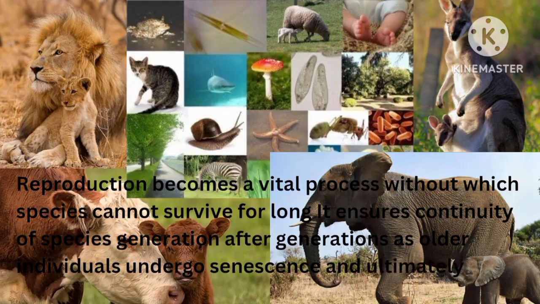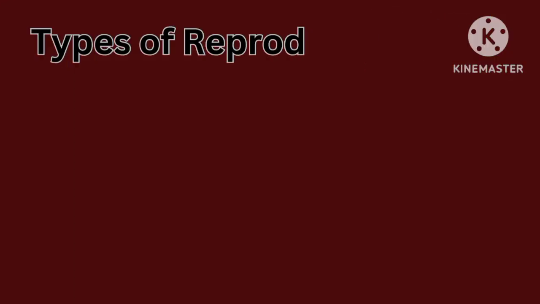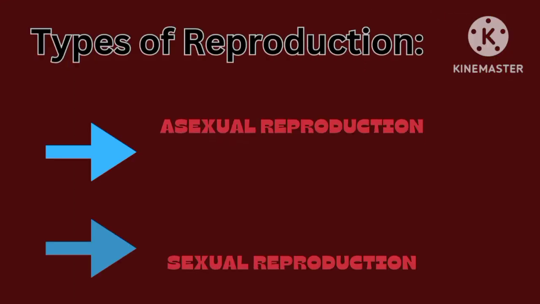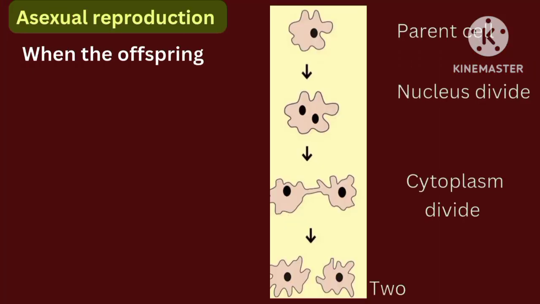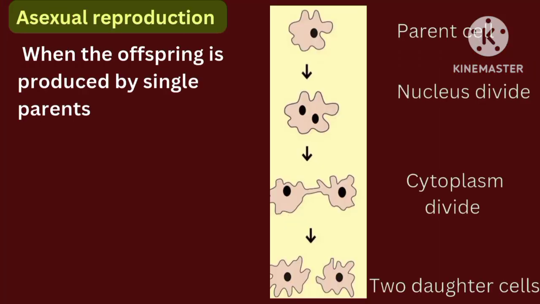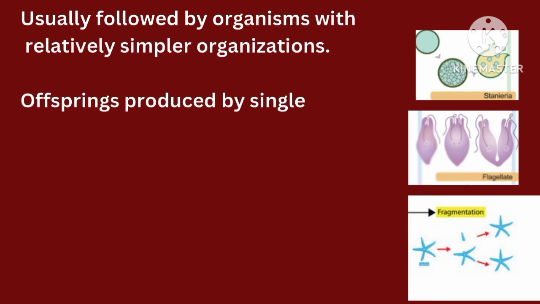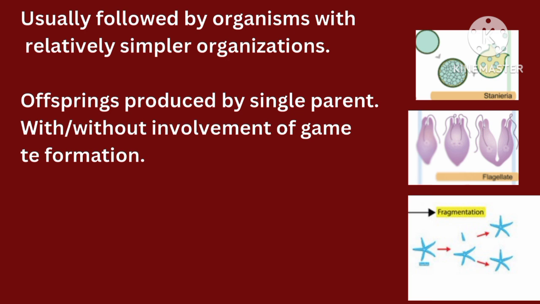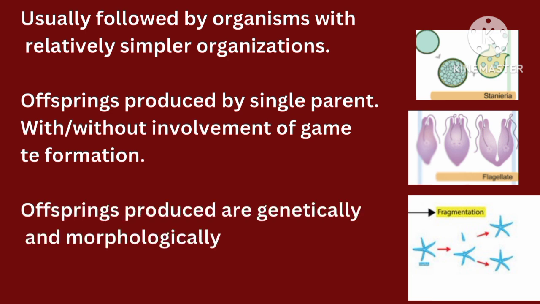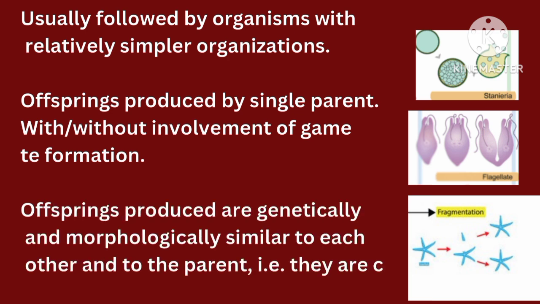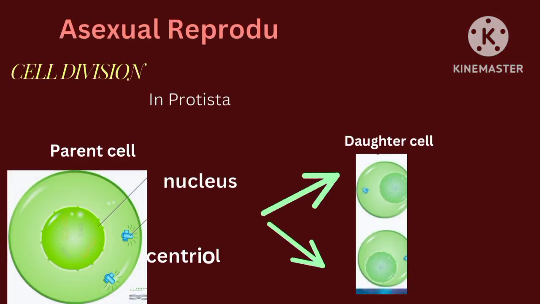Types of reproduction, based on whether there is one or two organisms taking part in the process of reproduction. Asexual reproduction is usually followed by organisms with relatively simpler organizations. Offsprings are produced by a single parent, without involvement of gamete formation. Offsprings produced are genetically and morphologically similar to each other and to the parent, i.e.